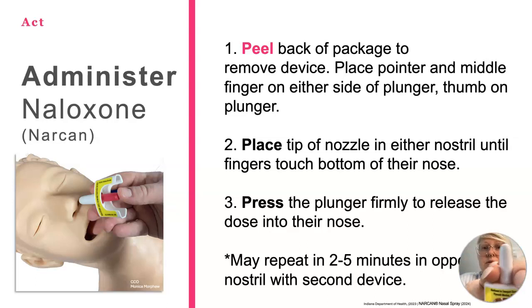Now place this nozzle, top here, in their nose. Pick one nostril or the other and gently push it until your fingertips touch the bottom of their nostril. Then use your thumb to release that dose of naloxone into their nose by pressing up on that plunger. This is a one-time use dose. When you press that plunger up, you'll see it disappears. Now that dose of Narcan has been administered, and this is trash.